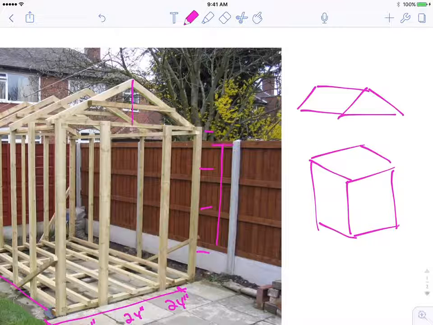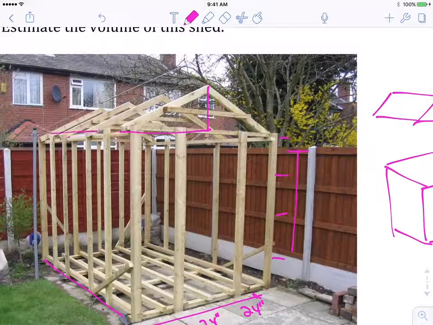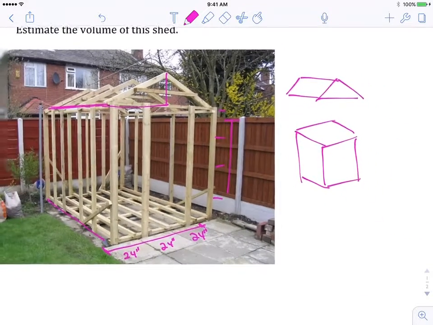You can estimate what the height is, estimate what that length is right there, half the shed. You'll know that because you'll know it's half the base. And then estimate the height, and then you can figure out what the base times height divided by 2 is, the area of that triangle, and then you should already know the depth, that length right there. Okay? So figure out the 2 volumes and add them together.